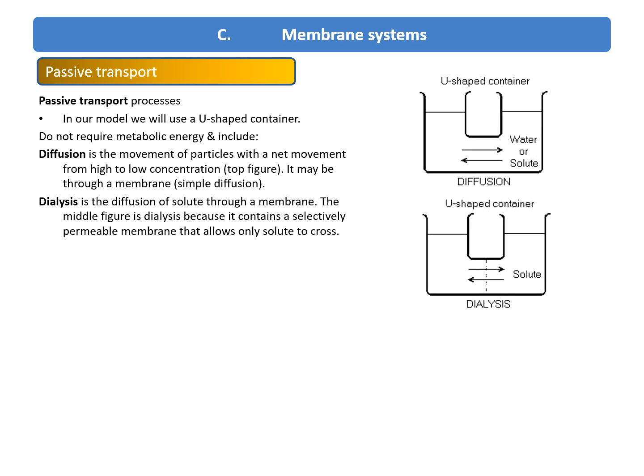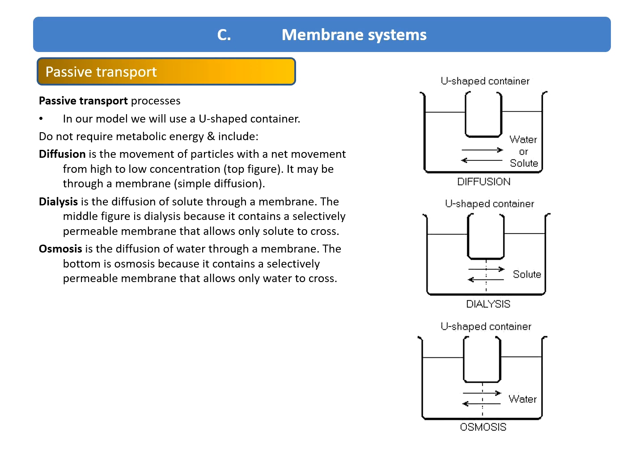Dialysis is the diffusion of solute through a membrane. The middle figure shows dialysis. The membrane is selectively permeable because it allows solute to cross, but doesn't allow the water to cross. Osmosis, on the other hand, is the diffusion of water through a membrane. The membrane, again, is selectively permeable, but this membrane only allows water, but not solute, to cross.